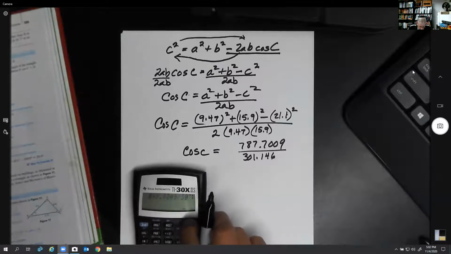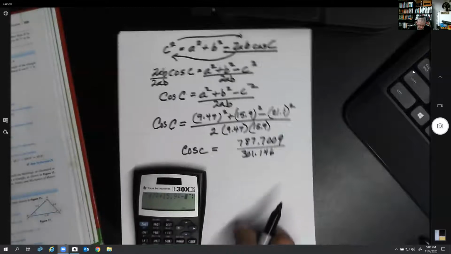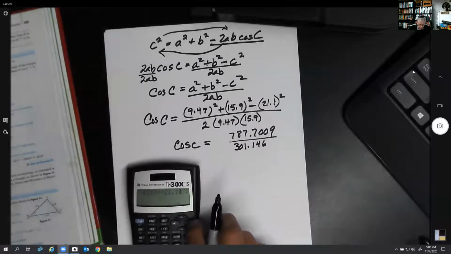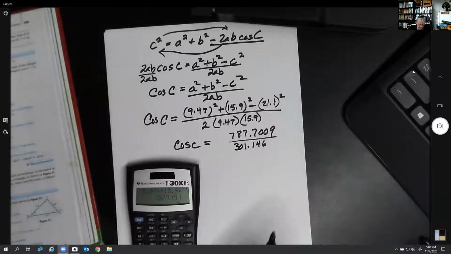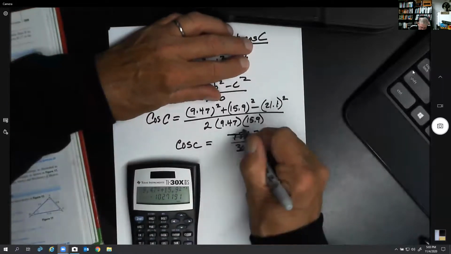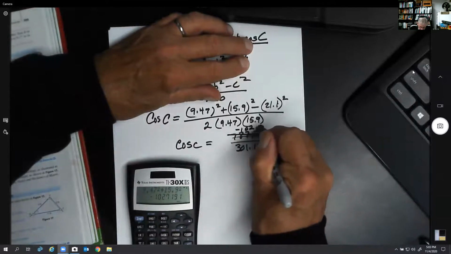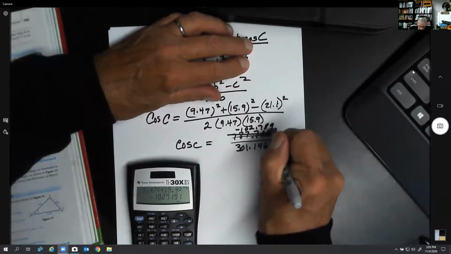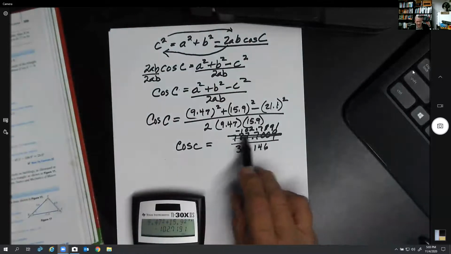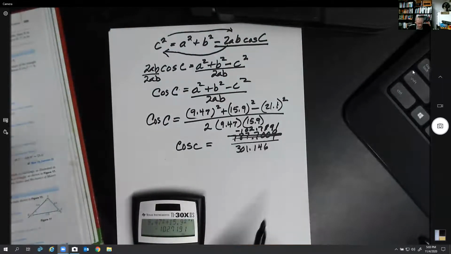Okay, let's go back up. 9.47 squared plus 15.9 squared minus, here's my mistake right here, minus 21.1 squared. Way off. Negative 102.7191. The sine and the cosine have to be a number that's smaller than 1.